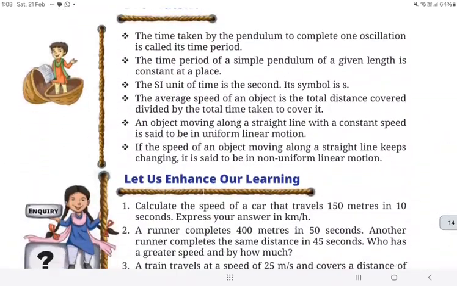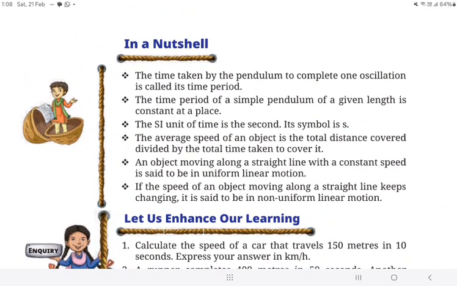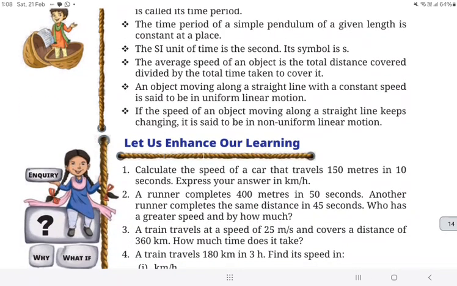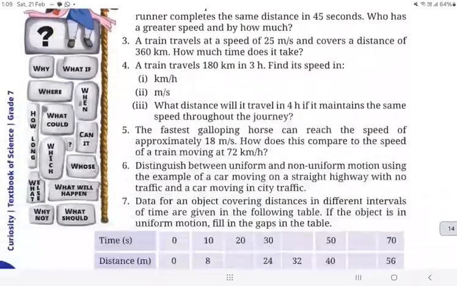So the key points: the time taken by the pendulum to complete one oscillation is called the time period. The time period of a simple pendulum of a given length is constant at a place. The SI unit of time is second, small s. The average speed is the total distance covered divided by the total time taken. An object moving along a straight line with a constant speed has uniform linear motion. If the speed of an object keeps on changing, then it is said to be non-uniform motion.